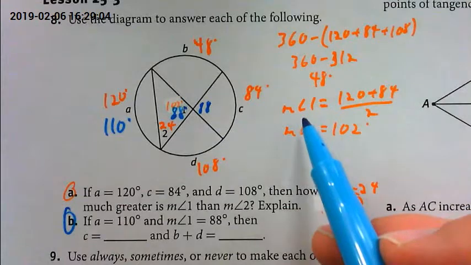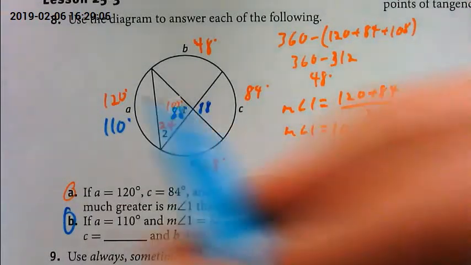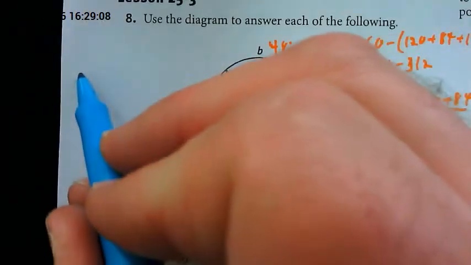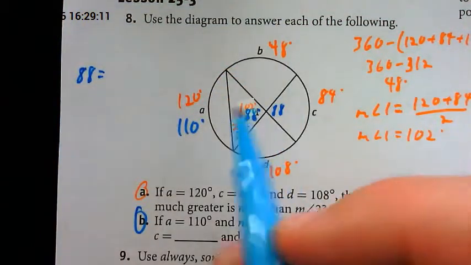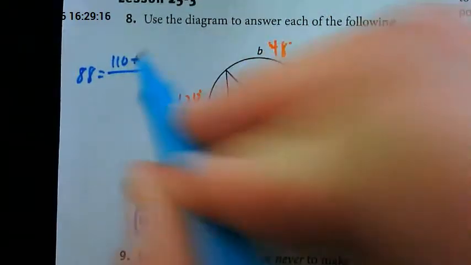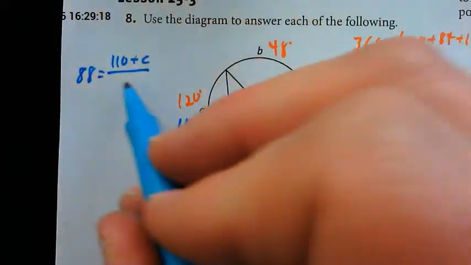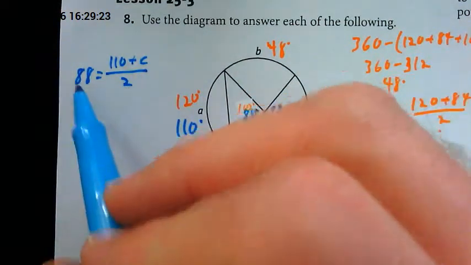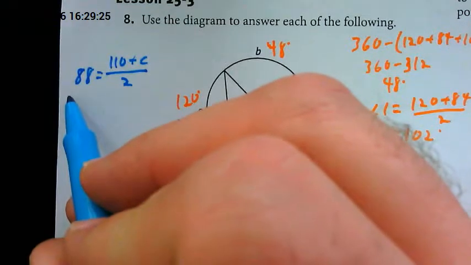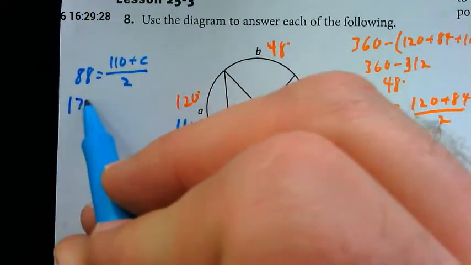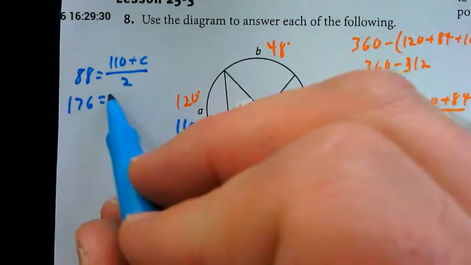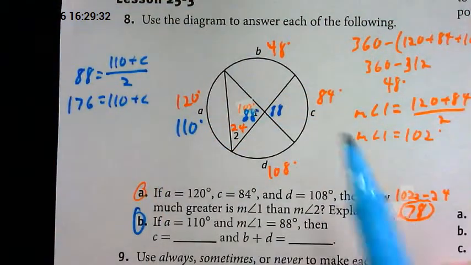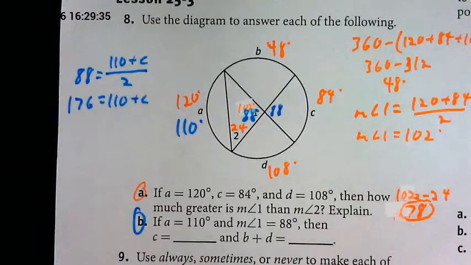88 is what we are saying it equal to, though. We already have the angle measure. So, 88, let me move this over. 88 is equal to the first angle, which is 110, plus the second angle we don't know, it's C, divided by 2. So now, solving this, multiply by 2, you get 176, right? Again, we knew C for part A. We don't know C for part B. They're totally different numbers. I get that.